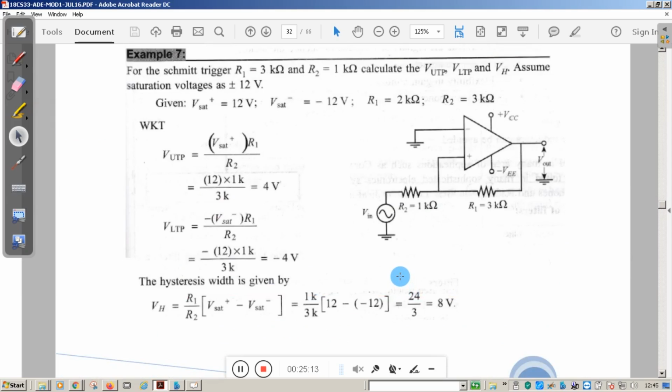So students, with this I have completed explaining the Schmitt trigger. In the next class we will see active filters. Thank you.